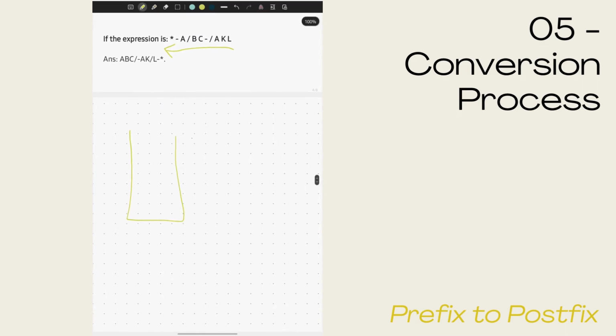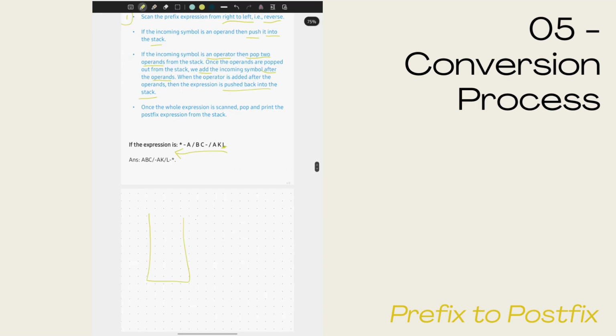The first thing we encounter, the first symbol, is L. L is an operand, so if we encounter an operand, we push it into the stack. Now L, we push it into the stack. And then we encounter K, we push it into the stack too. We do the same to A.